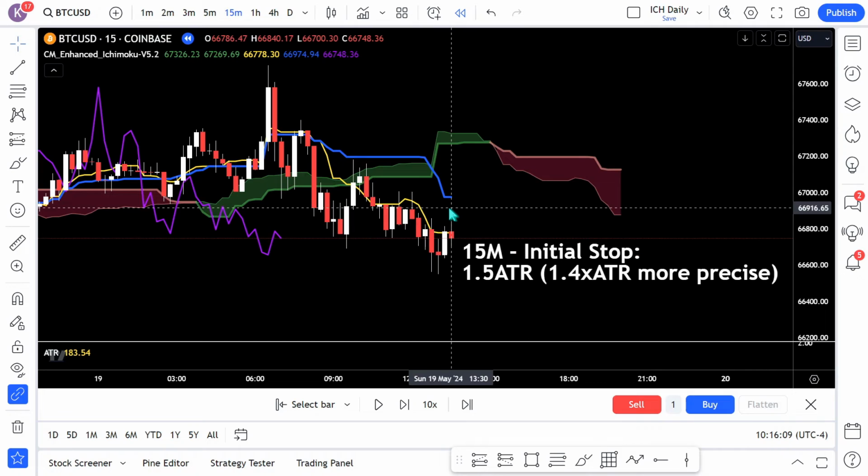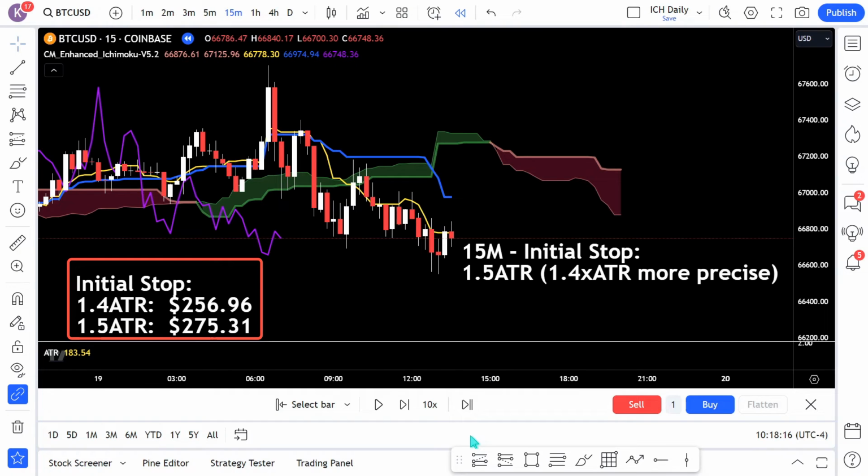The number we talked about before was 1.4 ATR for the 15-minute time frame. 1.5 is the closest. There's no one perfect number, so you can use 1.4 or 1.5. So we see we have an ATR of 183.54. How much would your initial stop loss be? Initial stop should be somewhere in the range of 257 to 275.